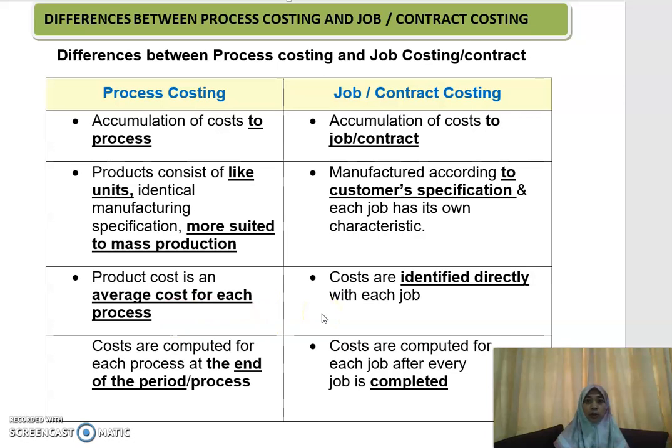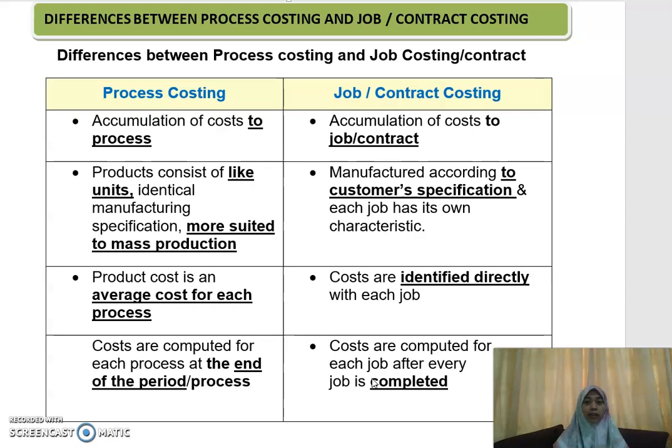Okay. And then the third one is that the product cost is an average cost for each process. Whereas for your job or contract costing, the costs are identified directly for each particular job or for each particular contract. And next is that costs are computed for each process and at the end of the period or at the end of the process. Whereas for your job or contract costing, the costs are computed for each job after each job is completed.